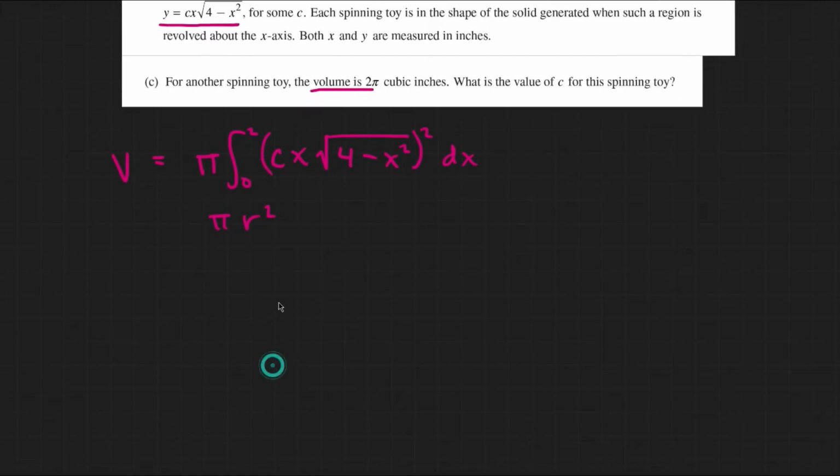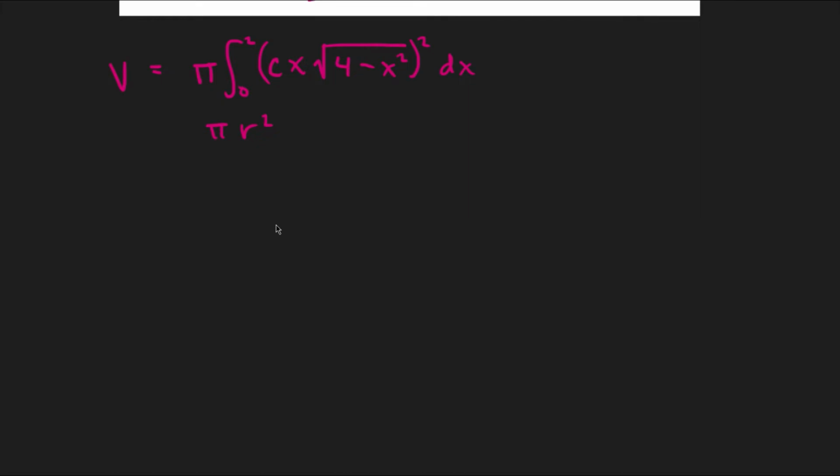So moving forward, what I'm actually going to do is take out the c, because we know that c is going to be a constant. So if we do that, we get that pi, this is equal to pi c squared from 0 to 2, because I just squared this c and moved it out. And this x squared has to stay in the middle because we're integrating with respect to x. And then this term squared is just going to be whatever's inside. So 4 minus x squared dx.